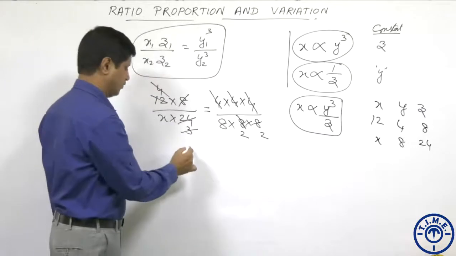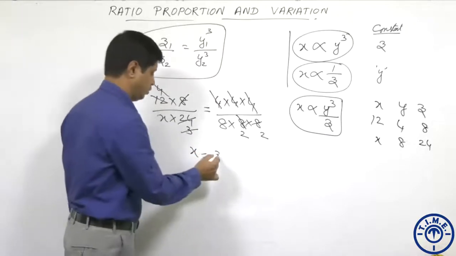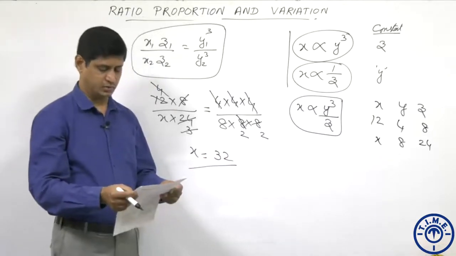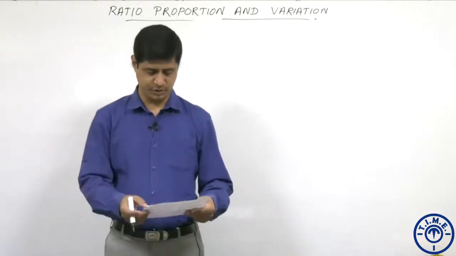Now what is the value of x? It is 8 into 4, 32. So x is equal to 32. The right choice for this question is option 1. Now look at the next question.